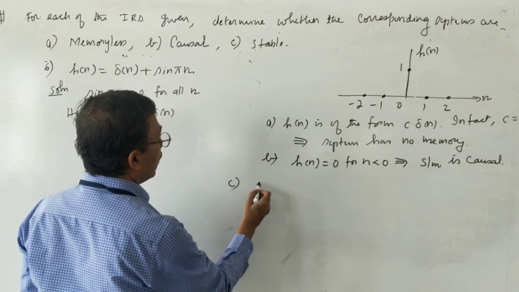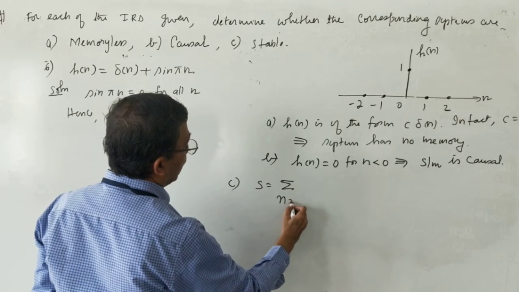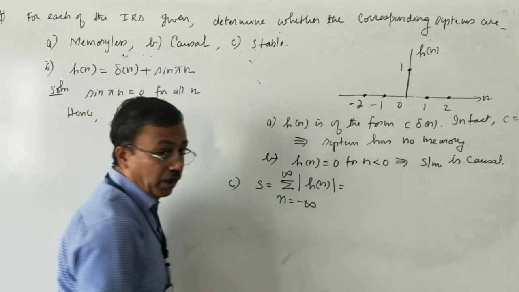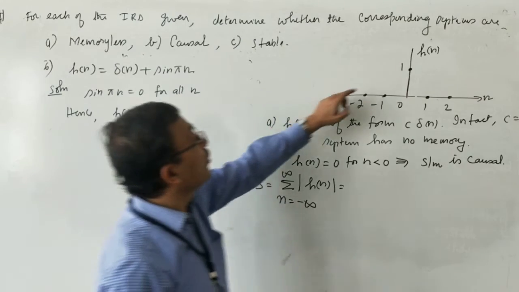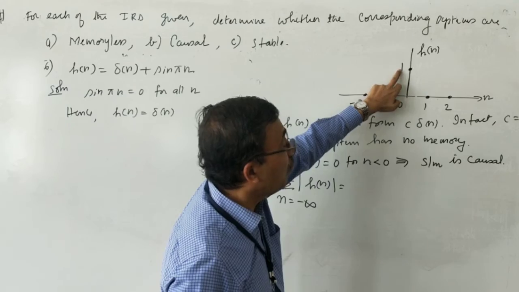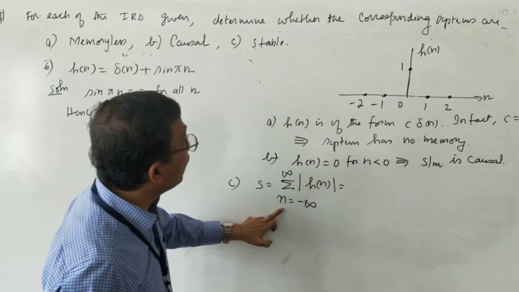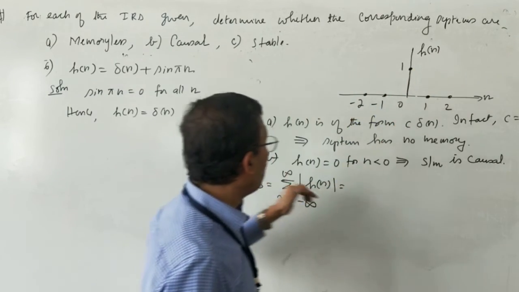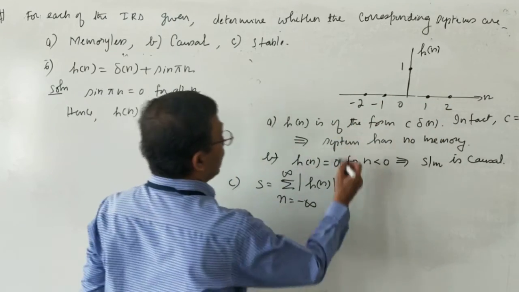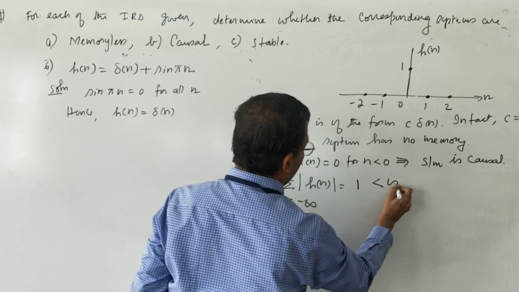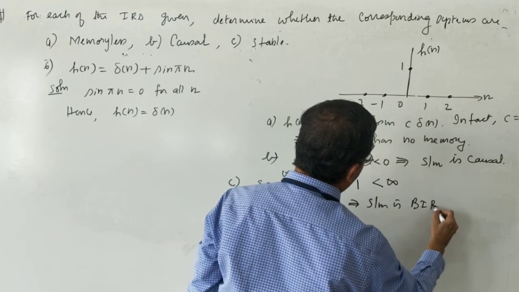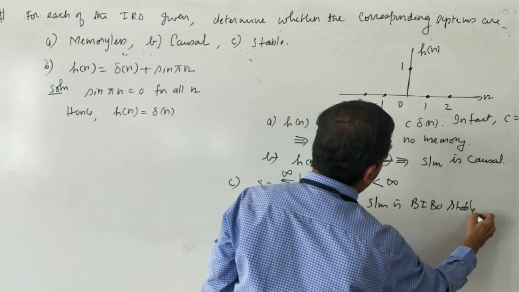Next, we'll do the calculation. S is equal to summation n equals minus infinity to plus infinity, modulus of h of n. If you write modulus of h of n instead of h of n, the figure doesn't change, because modulus of 1 is 1 only. The summation means add all the samples of modulus of h of n from minus infinity to plus infinity. What is the sum? The sum is 1. This is definitely less than infinity, which implies the system is BIBO stable, bounded input, bounded output stable.